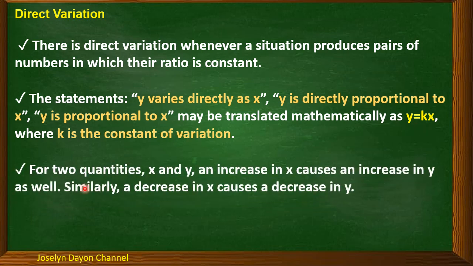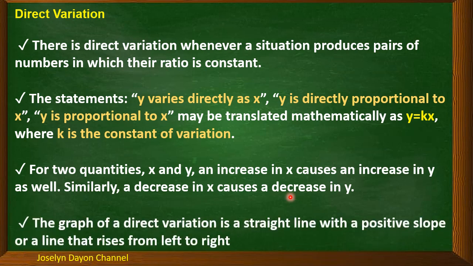Next, for two quantities x and y, an increase in x causes an increase in y as well. Similarly, a decrease in x causes a decrease in y. That is direct variation. And last, the graph of a direct variation is a straight line with a positive slope, or a line that rises from left to right. Remember, a straight line when it comes to the graph of direct variation.